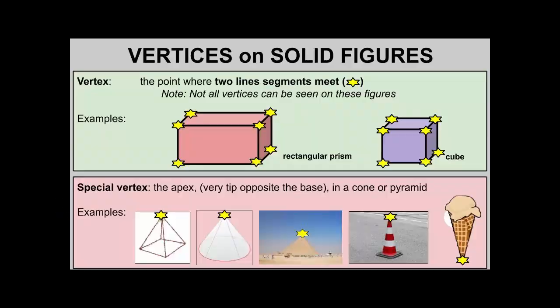So to review, we have 6 sides, and we also have 12 edges and 8 vertices that you can see on a rectangular prism and also on a cube shape, which is made from sides that are all exactly the same size.